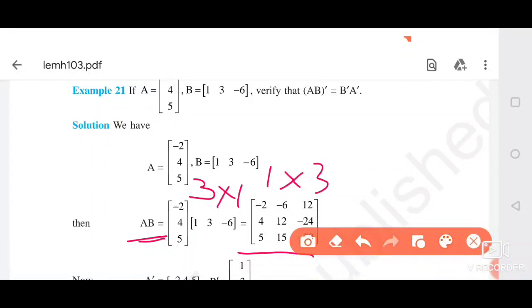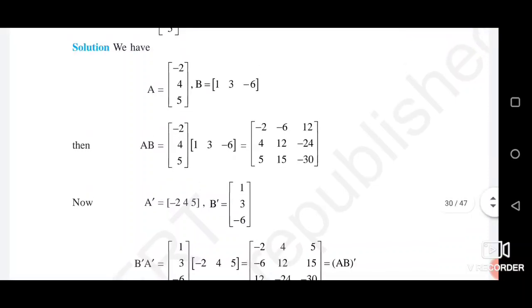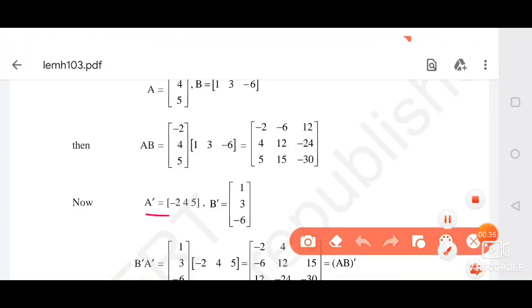Now we will find the transpose of A. Since A is a column matrix, the transpose of A will be a row matrix. And since B is a row matrix, the transpose of B will be a column matrix. So here in matrix B, you see only one row is there. So in the transpose of B, that row will become the column.